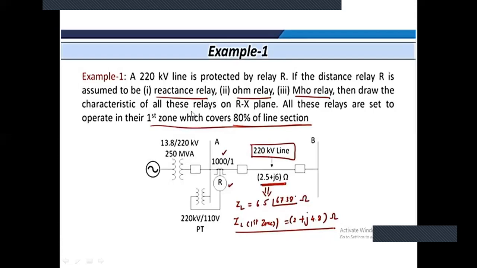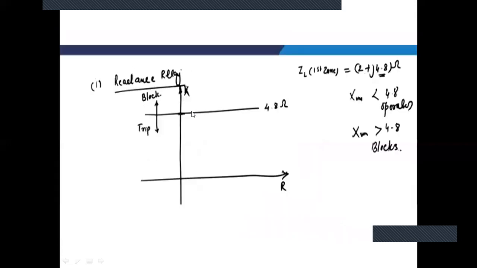Okay, so let's move on to the characteristics. So I just take the value of the first zone, just write down it is 2 plus j4.8. Okay, first zone ZL is equal to 2 plus j4.8 ohm. Okay, and this is the RX plane.